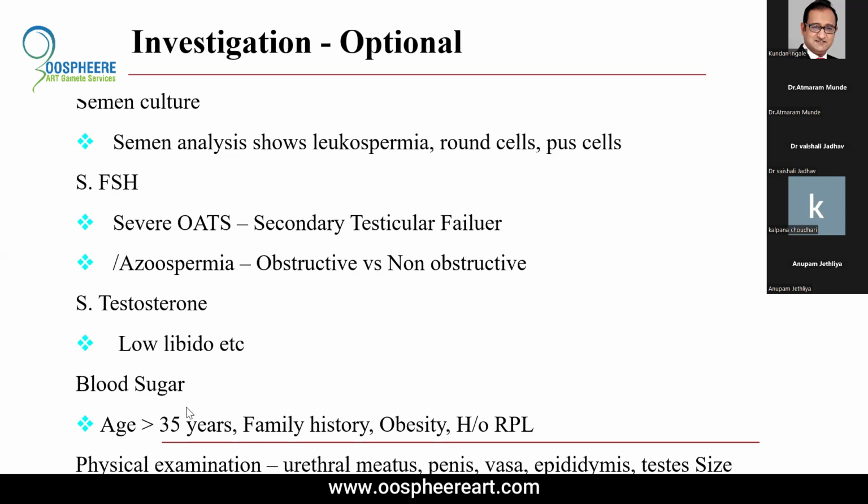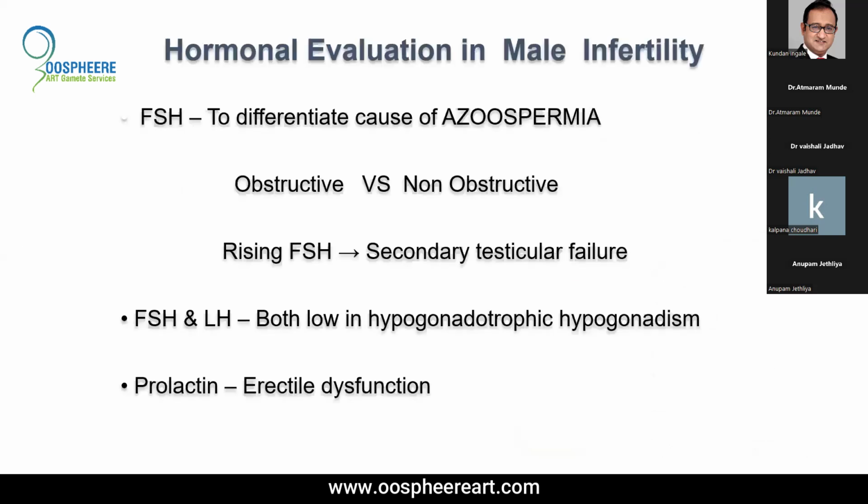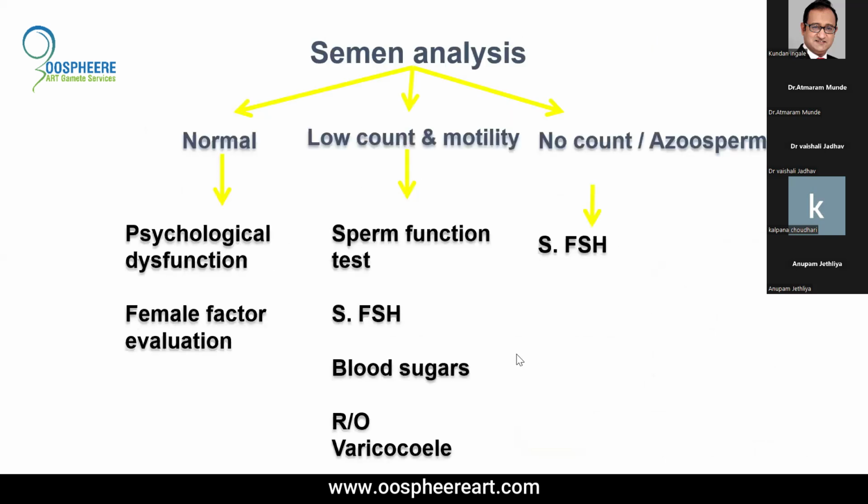Okay. Blood sugar, I told you, in recurrent pregnancy loss should be examined. Now, hormonal tests: testosterone, as I told you, for knowing if the patient is impotent. FSH, I have told you, and prolactin. Now, if the semen analysis is normal, either it could be psychological dysfunction where he has not been able to have intercourse, we need to identify that, or female factor evaluation.